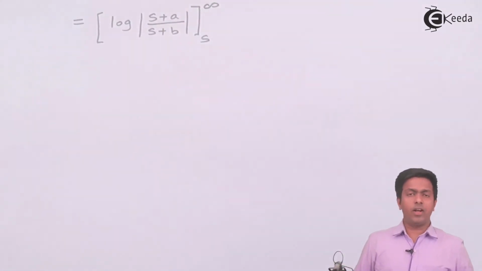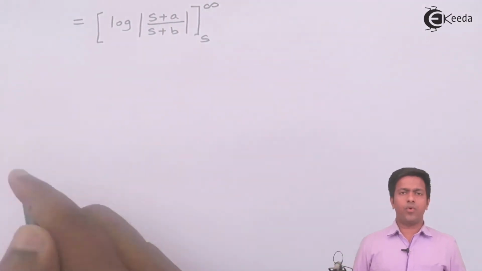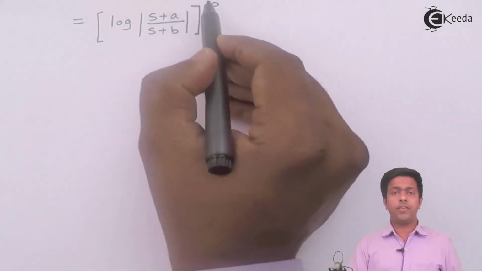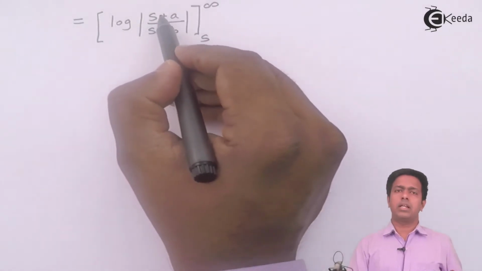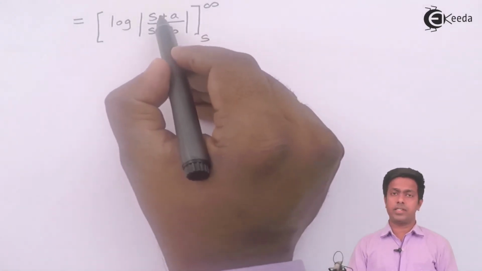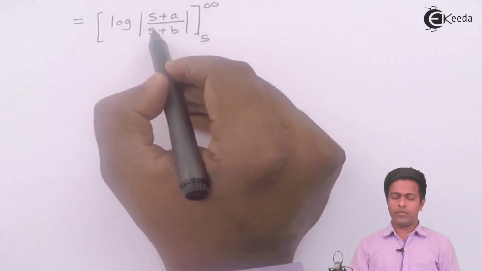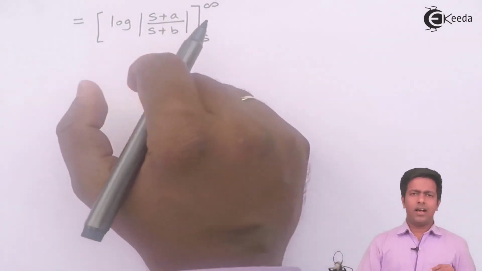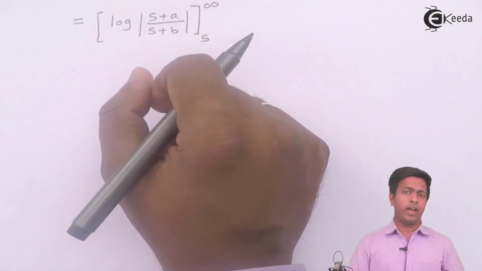Now guys, let's evaluate this. So for evaluation, what I'll do is I'll put upper limit first minus lower limit. Now upper limit is infinity. If I put infinity over here, then guys here I'll get infinity plus a, that is infinity upon infinity plus b as infinity, that is indeterminate form. So guys, we should get the finite answer.